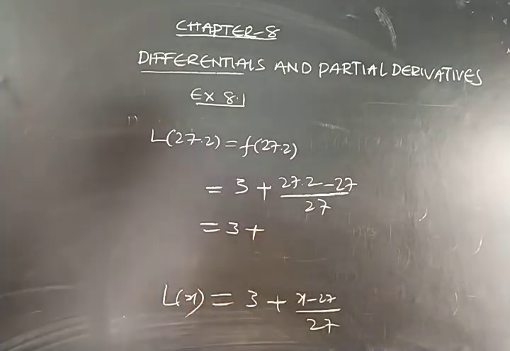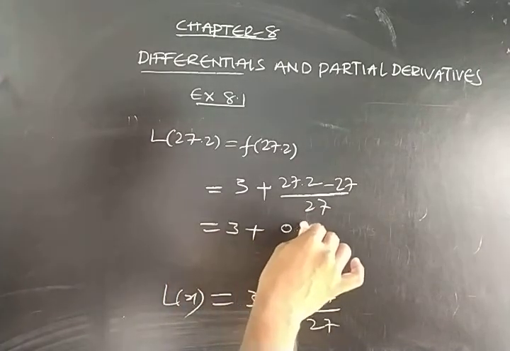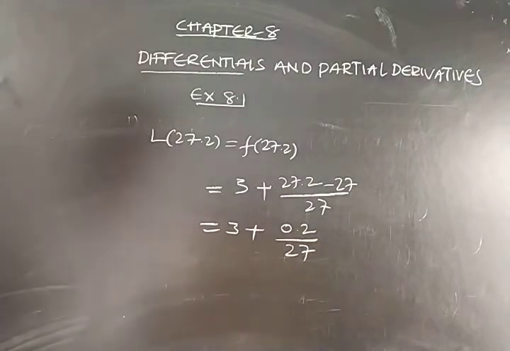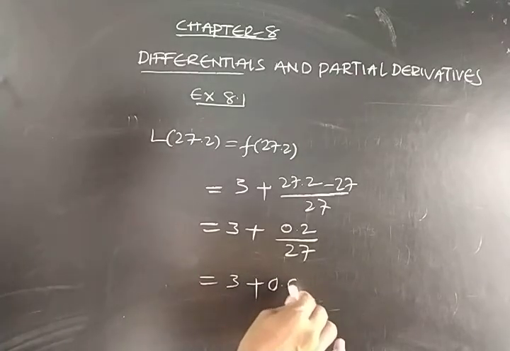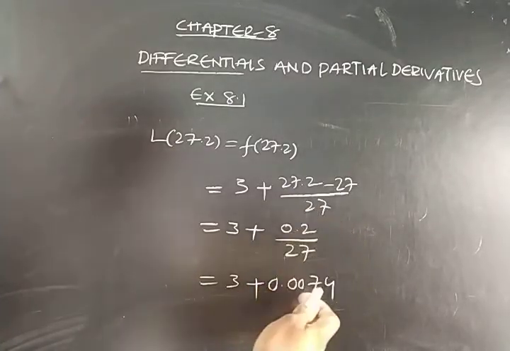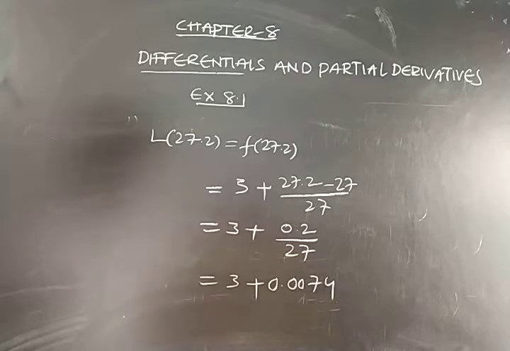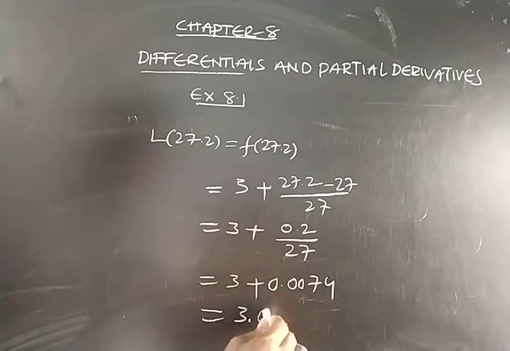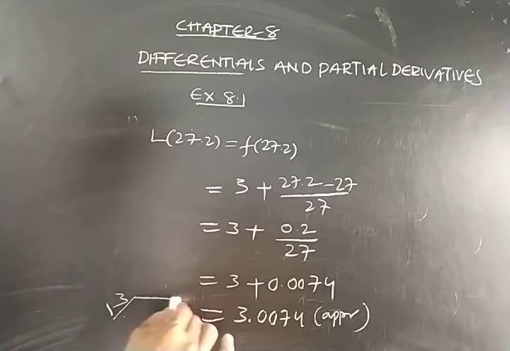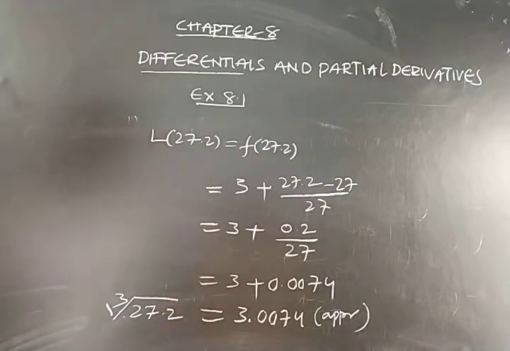3 plus 27.2 minus 27, you will get 0.2. 0.2 by 27. So 0.2 by 27 value is approximately 0.0074. By adding, you will get 3.0074 approximately. So this is the cube root of 27.2 value. Okay. Right. Now this is the first question.